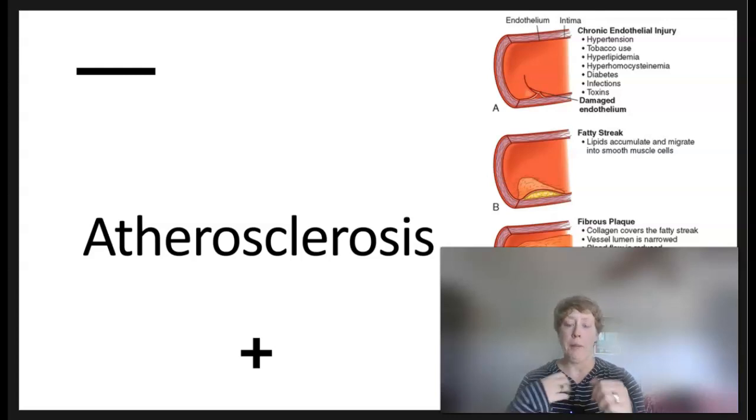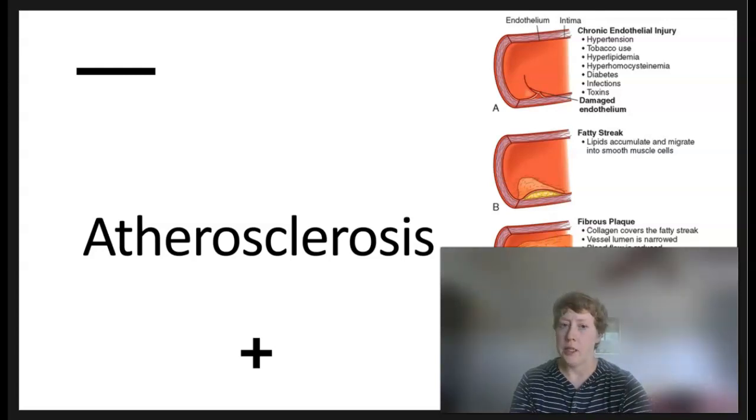What usually happens is you have some sort of damage to the endothelium, that inner single cell layer we were talking about in the vessels. It can be damaged from a few different things, right? High blood pressure, smoking, high cholesterol, diabetes, too much sugar in the blood, infections, toxins, all of these things can damage that endothelium. And then the fatty streak will develop within that damaged area.